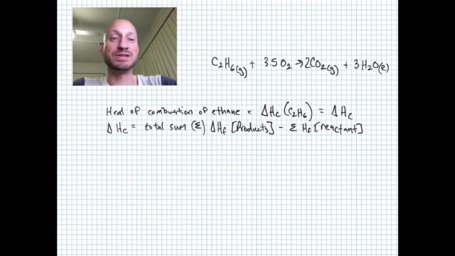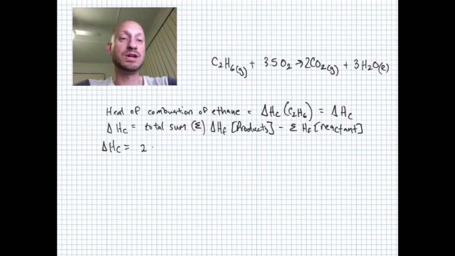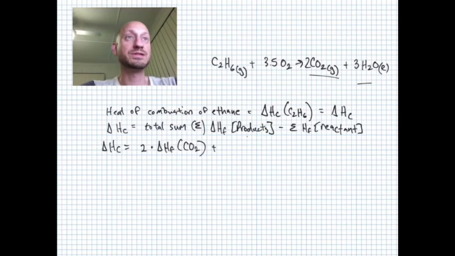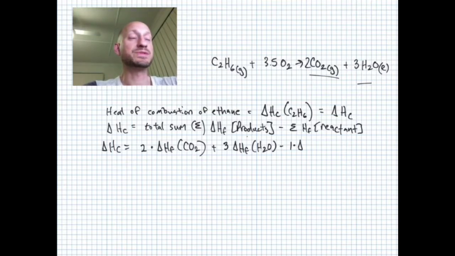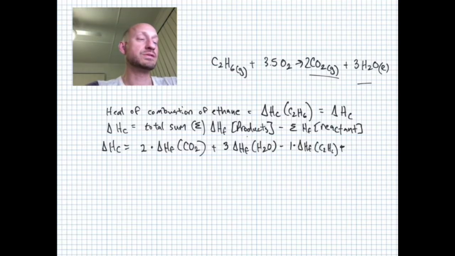Let's see how this would be done. Delta H sub C is 2 times the heat of formation of carbon dioxide. Remember, it's the products, plus 3 times the heat of formation of water, minus, I'm going to put 1 so that we can be clear, 1 times, because it's 1 molar equivalent, the heat of formation of ethane, plus 3.5 times the heat of formation of oxygen.